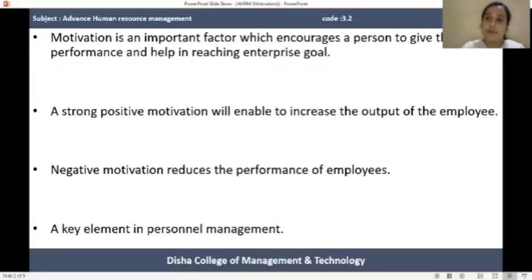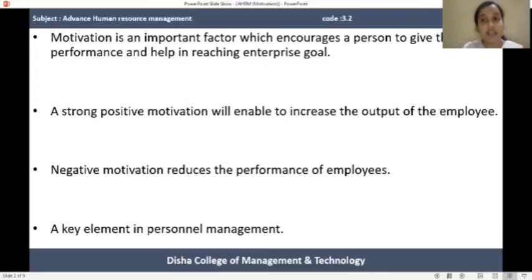So for improving productivity and performance, negative motivation will not help the organization. If there is a concept of negative motivation, then the organization's productivity sometimes reduces. If the organization wants to improve its productivity, the organization has to motivate the human resource in a positive way.